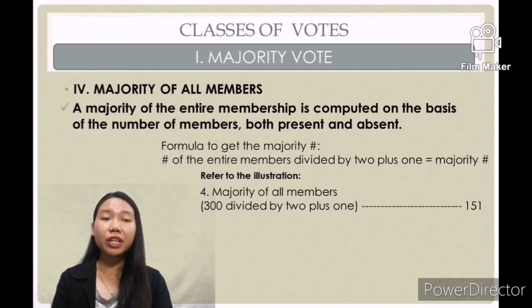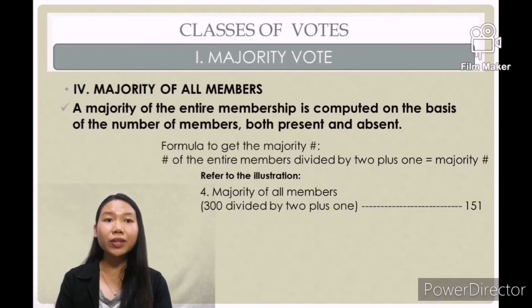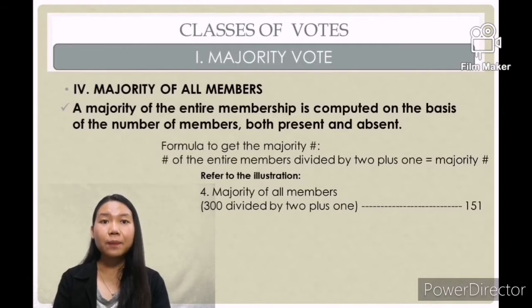The fourth type of majority vote is the majority of all members. This type of majority vote is where a majority of the entire membership is computed on the basis of the number of members, both present and absent. To get the majority number of this type, you need to compute the entire membership of the organization divided by 2 plus 1. In the illustration, there are 300 members of the organization. Divided by 2 plus 1, therefore, the majority number needed in this type of majority vote is 151.